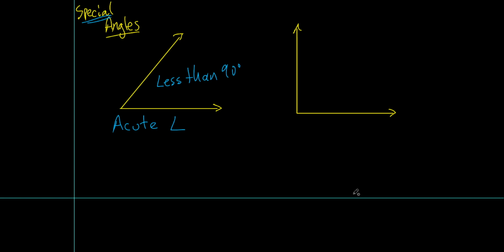So how in the world would I be able to tell if that's 90 degrees or not? Well, they put a little symbol right there. They put a little box in the corner. If they put a little box in that corner right there, that automatically means it's 90 degrees. So I can say without a shadow of a doubt that that thing is 90 degrees.